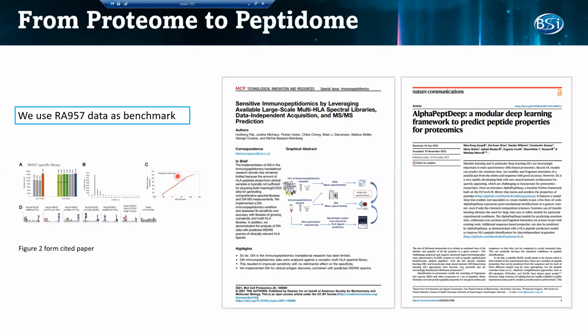So here I just show some benchmark results. The first one is from the Thermo instrument. We have the RA957 cell line for the DIA data. So in the original data, we have the DDA and DIA data. They use software to get the result. And also 2 years ago, Professor Mann published AlphaPeptDeep, using the same data set, but using their deep learning model to do the search. So we compare our result to AlphaPeptDeep here.